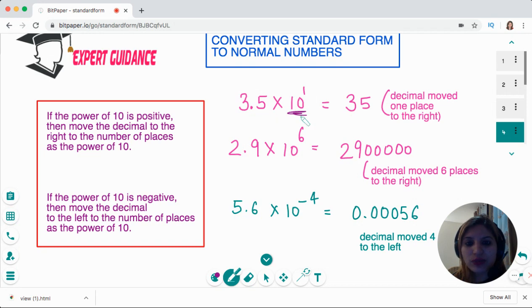So here it is 3.5 times 10 power 1. The power of 10 is 1. So it means you will move the decimal place 1 to the right. So the number will become 35.